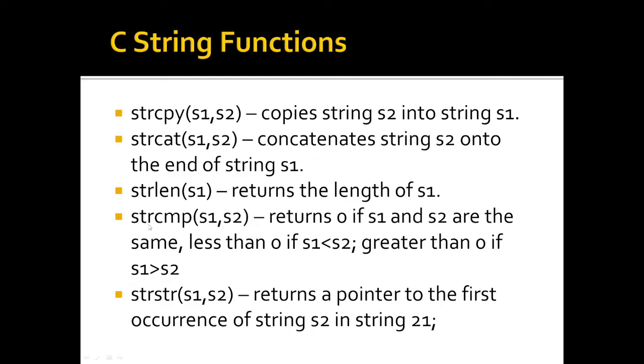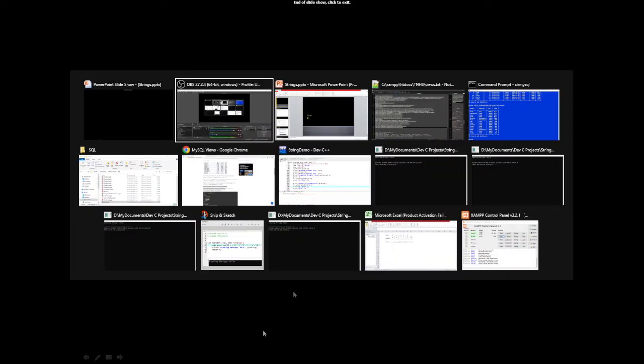Since we don't use less than or equal operators, we use strcmp. Then we have here strstr. So it's a string inside a string. This actually returns a pointer, that is the memory address, to the first occurrence of string s2 in string s1. So this is string s1. Where can we find s2 inside s1? It returns the memory address. That's why it says here that it's the pointer. Okay, so let's now have the example.